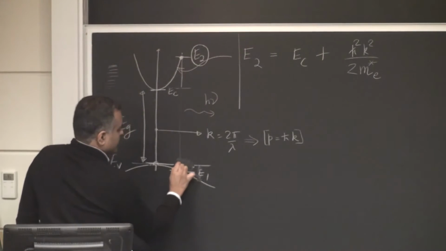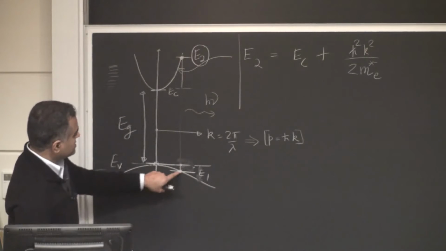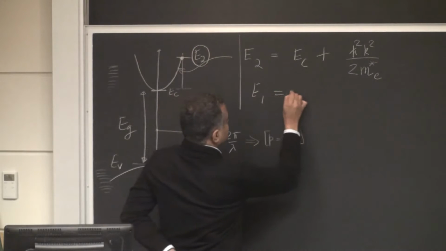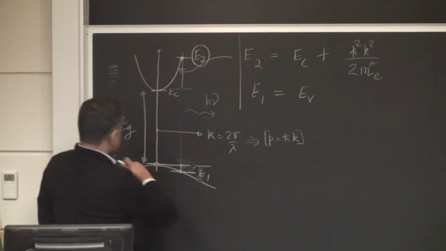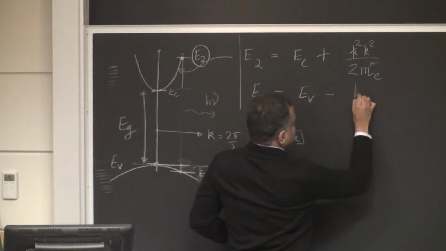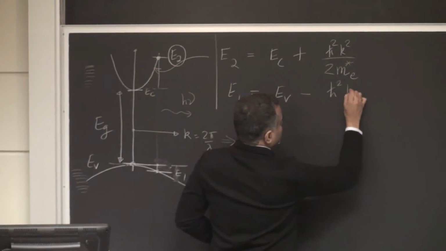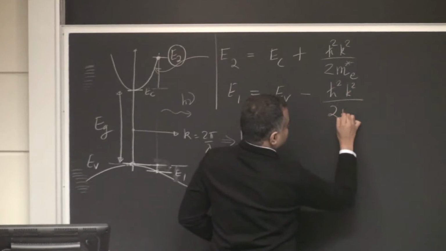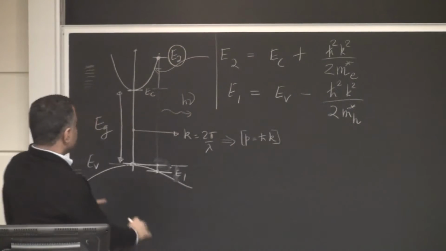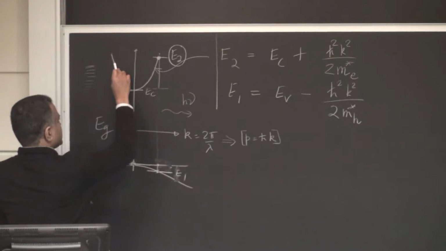Okay. That state is E1. E2, and E1 I'll write as the valence band edge minus this much, and that is minus h square. I'm going to just write it as this right now, and let me explain why I'm writing it in this way.